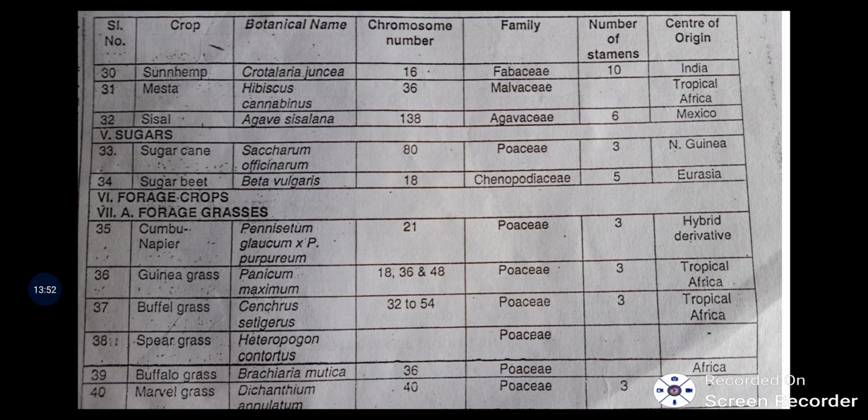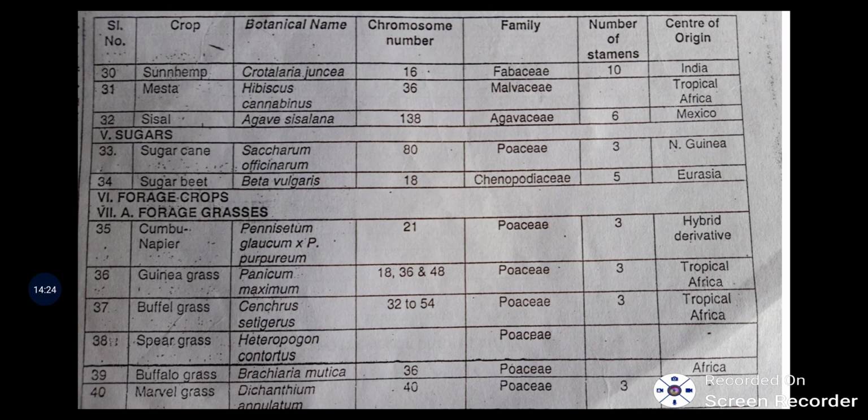Now we shall talk about some of the forage crops or forage grasses. Important one is Kumbu napier, that is a hybrid, Kumbu, Pennisetum glaucum into Pennisetum purpureum. Bajra napier hybrid is Kumbu, that has chromosome number 21, belongs to family Poaceae. Number of stamens 3 and the center of origin is various, mainly African countries.